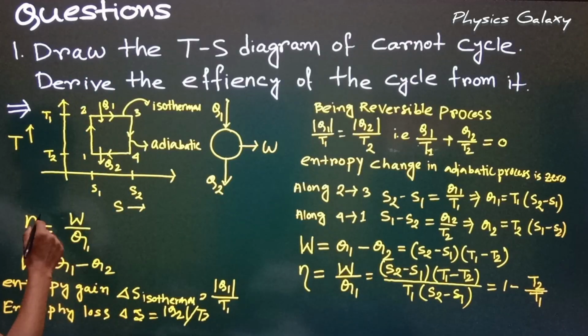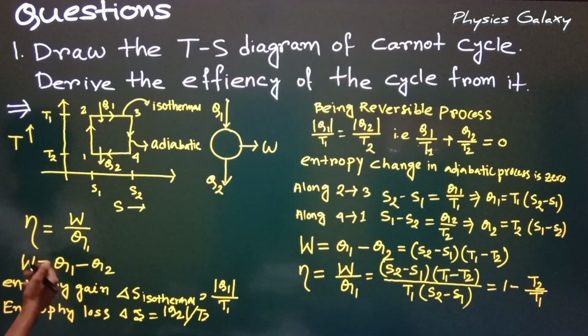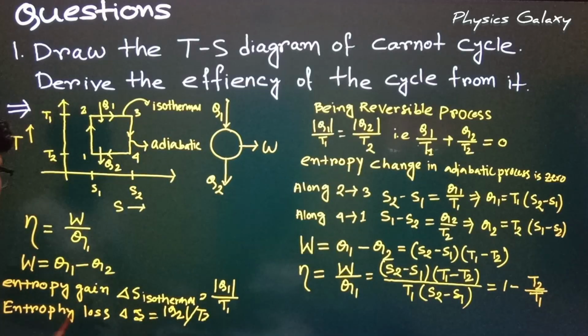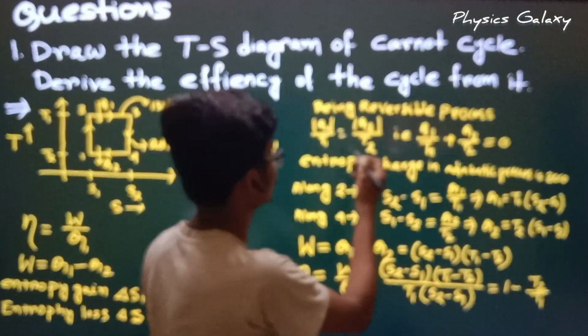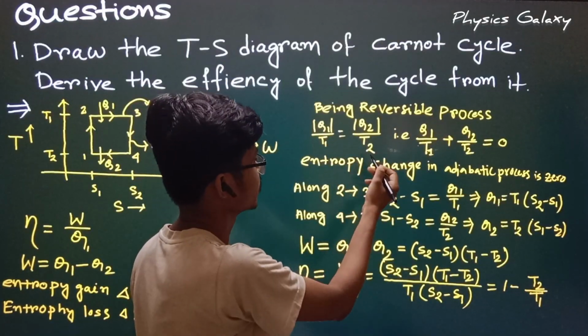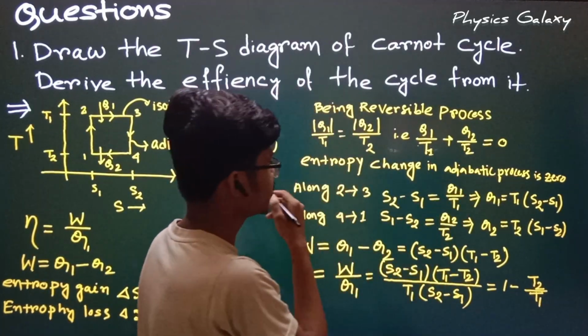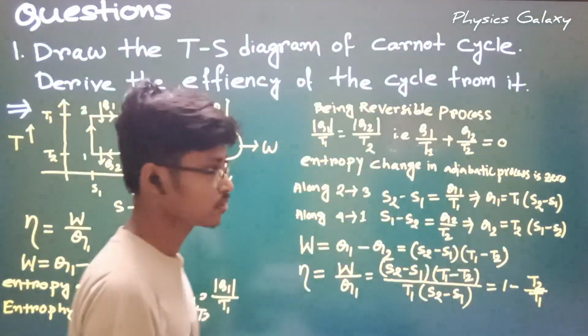We know that efficiency eta equals 1 minus output by input, and W equals Q1 minus Q2. At first, the entropy gain for the isothermal process is Q1 by T1, and the entropy loss for the isothermal process is Q2 by T2. From the reversible process, we know that Q1 by T1 equals Q2 by T2, that is, Q1 by T1 minus Q2 by T2 equals 0. Entropy change in the adiabatic process is 0, since dQ equals 0 for an adiabatic process.